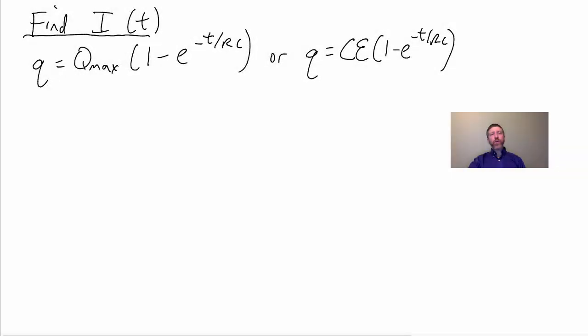Now that we've got an equation for the time-dependent Q on the capacitor, we can very easily find the current in this circuit. And well, if we've got Q, what is current? It is time-dependent. It is changing as this capacitor gets more and more full. The current slows down more and more. How do you find I? How is it related to Q?